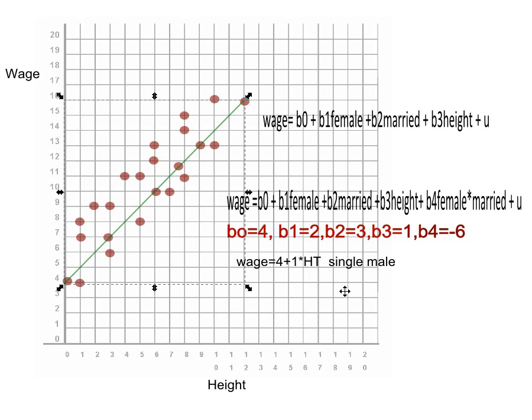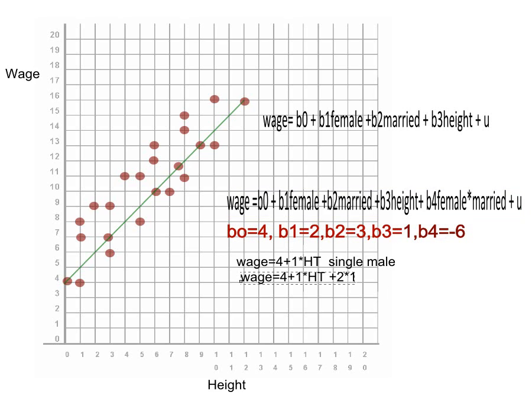Now, let's assume that we have a single female. What is this equation going to look like? Well, let's see. Let's just start off with wage is going to be equal to 4 plus 1 times height again, plus, and then we're going to have to include this term right here in this equation, b1 times female, and b1, our estimate is 2, so plus 2 times female. Dummy variables are either 0 or 1, and so we're saying this one is 1, right, since it's a female. And yeah, so 2 times 1.